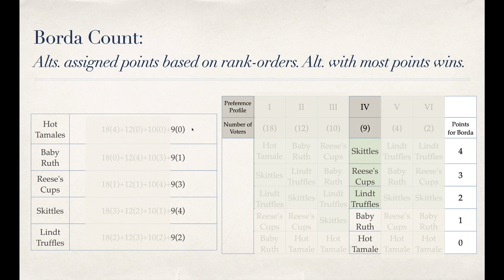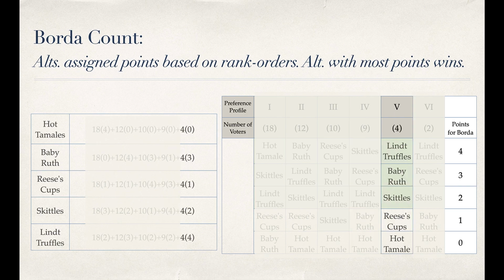This fourth group ranks Skittles, then Reese's Cups, then Lindt Truffles, then Baby Ruth, then Hot Tamales. They give Hot Tamales a 0. They give Baby Ruth a 1. They give Lindt Truffles a 2. They give Reese's Cups a 3. And they give Skittles a 4. 9 voters in group 4 give Skittles a 4. So we are just going to multiply that together when we go to find the Borda Count totals.